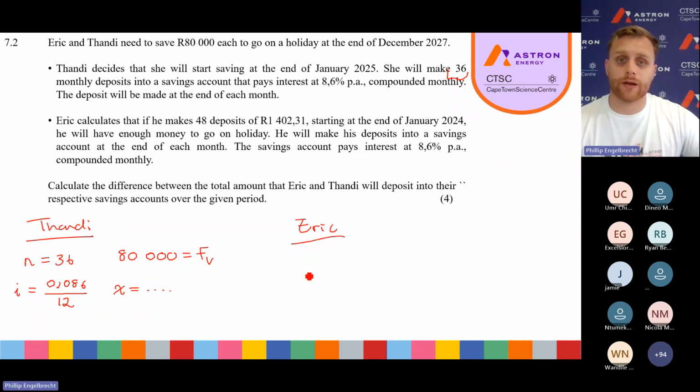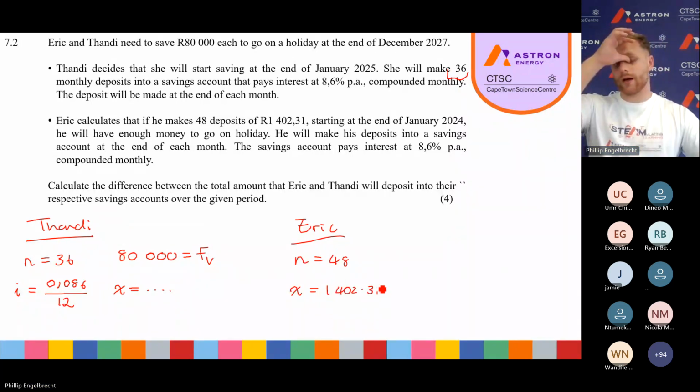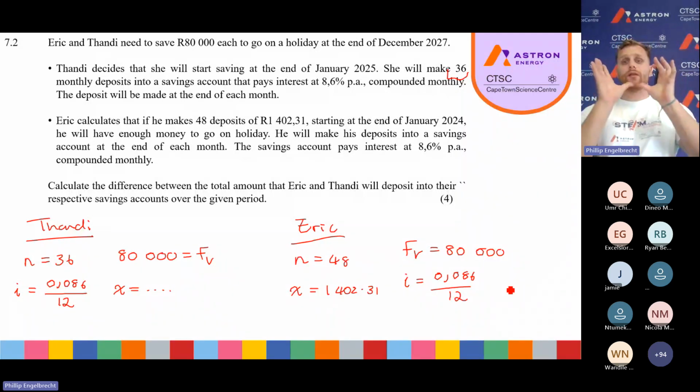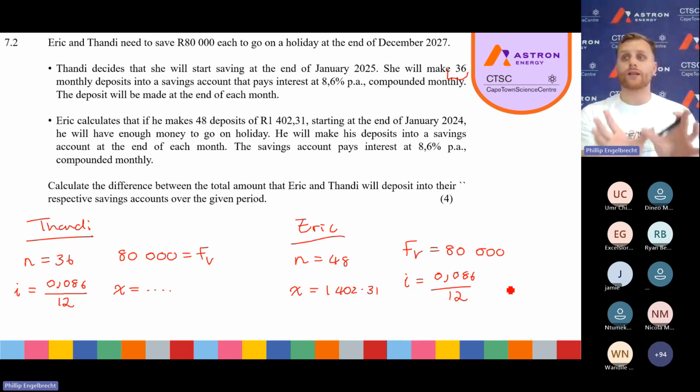Eric wants to make a total of 48 payments, so the number of payments is 48. They've given the X value of 1,402.31. What else do they say? He also needs to save 80,000 Rand, so that's also a future value. And the interest rate is 0.086 divided by 12. This is the information that they have given me. I do not know what the question is asking just yet, but I write down what I know, because maybe I'll be able to use this later.